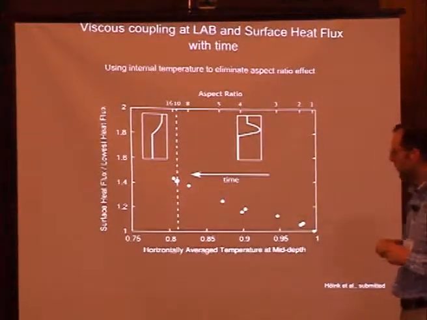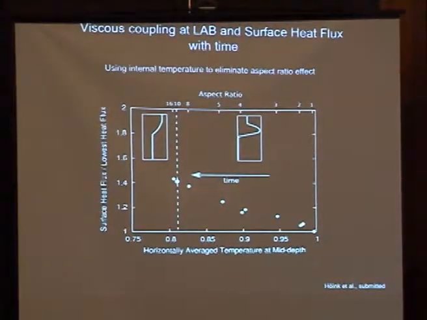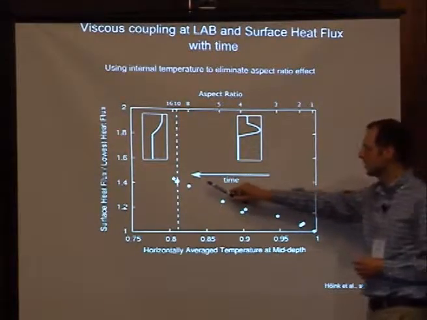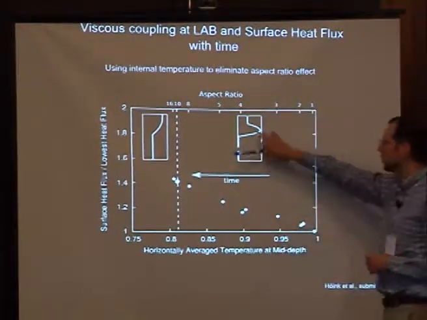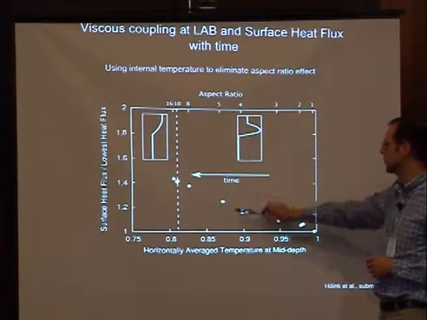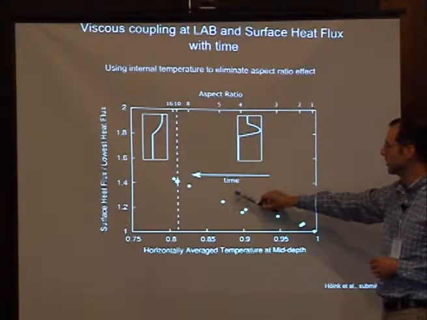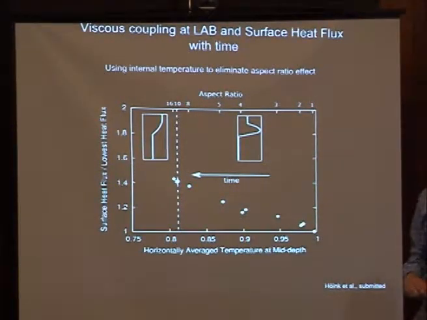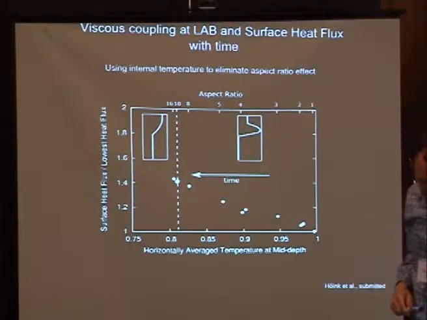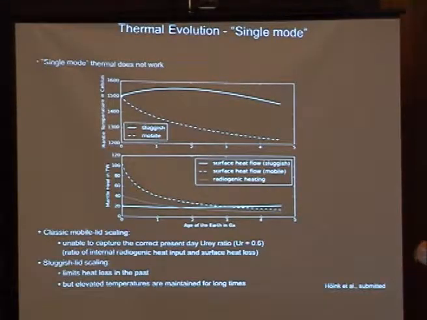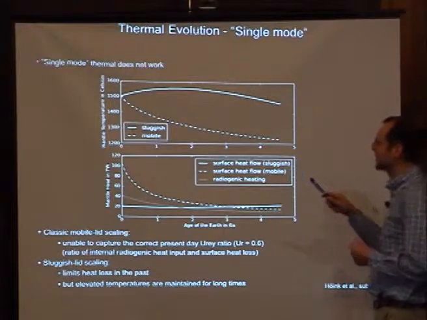And then almost everybody agrees that back in the day, Earth's mantle was hotter and it's cooling, so time would go this way. So my thought was, oh, great, I'll just use this as a new way of prescribing how heat is lost based on internal temperature, and maybe that can solve a long-standing thermal history problem. And it turns out it can't, but that's good.